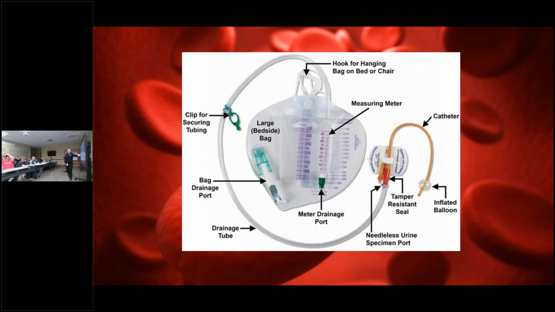So this part goes into the bladder. This little balloon here is inflated once it's in the bladder, and then the urine drains out into this. If you're transporting a patient that has a Foley catheter, please note how much urine output they have when you get there.